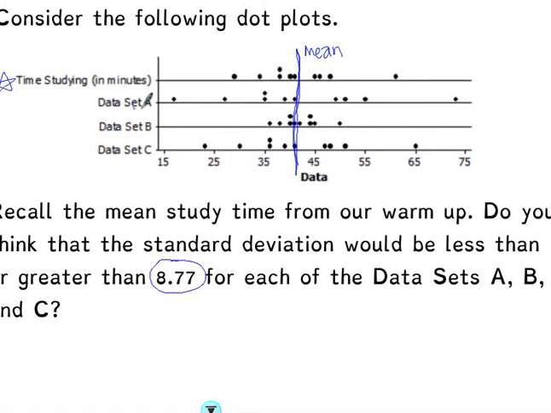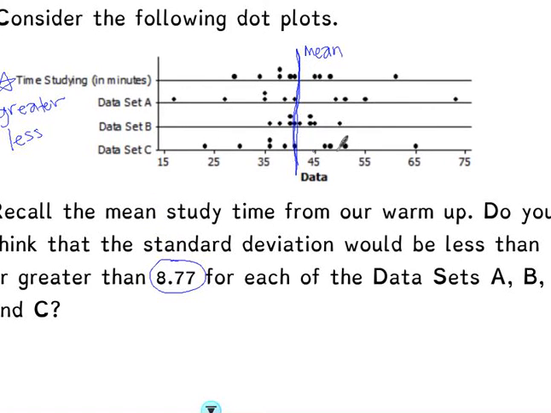If we look at data set A, you can see that we've got data points that are very far spread out, further apart than the previous set of data. So in data set A, my standard deviation would be greater than 8.77 because of that large spread. For data set B, you can see that all of the data points are very close to this mean. So in this case, I would say that the standard deviation should be less than the 8.77 that we calculated.